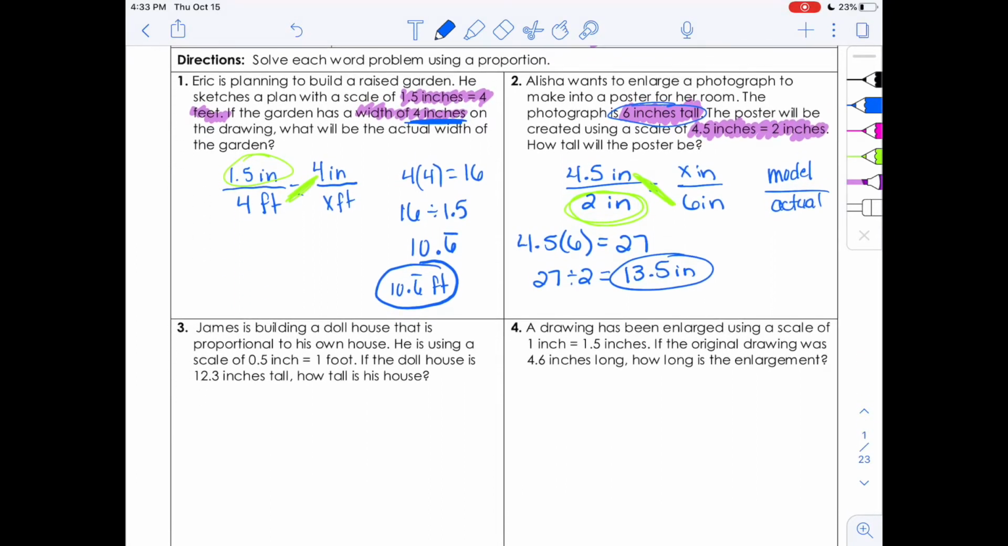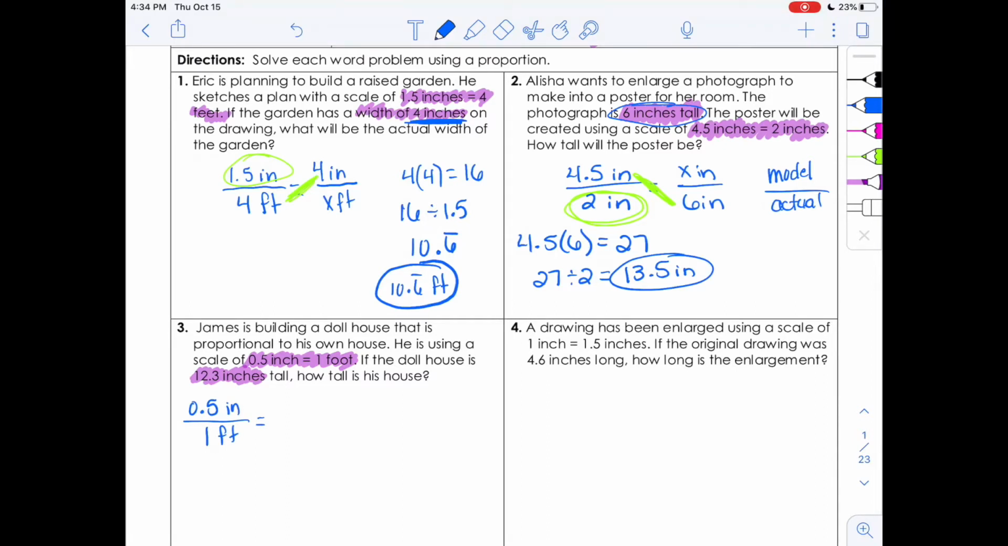Number 3. James is building a dollhouse that is proportional to his own house. He is using a scale of 1/2 inch equals 1 foot. If the dollhouse is 12.3 inches tall, how tall is his house? So we're going to use our scale and the information written to write a ratio or to set up a proportion. So the first ratio is our scale, 1/2 inch to 1 foot.